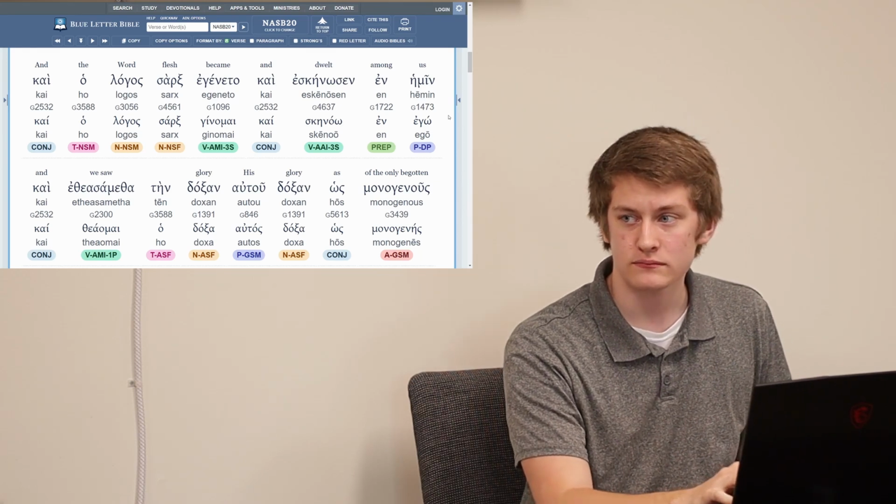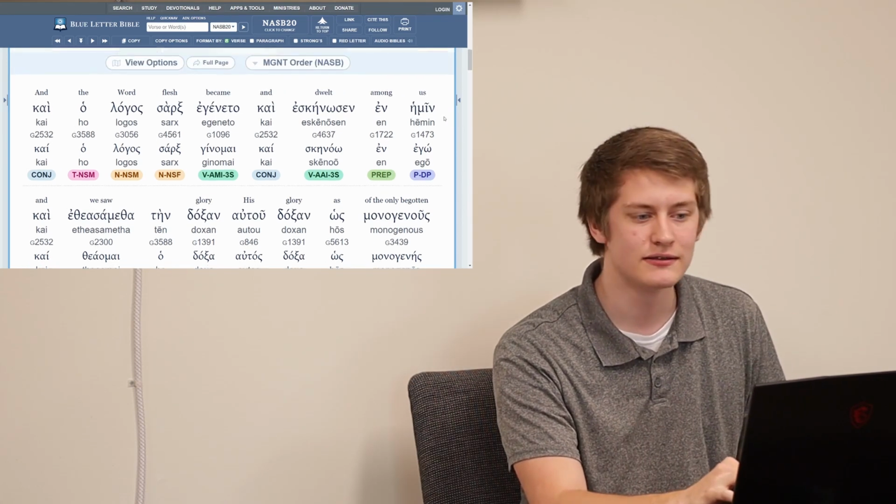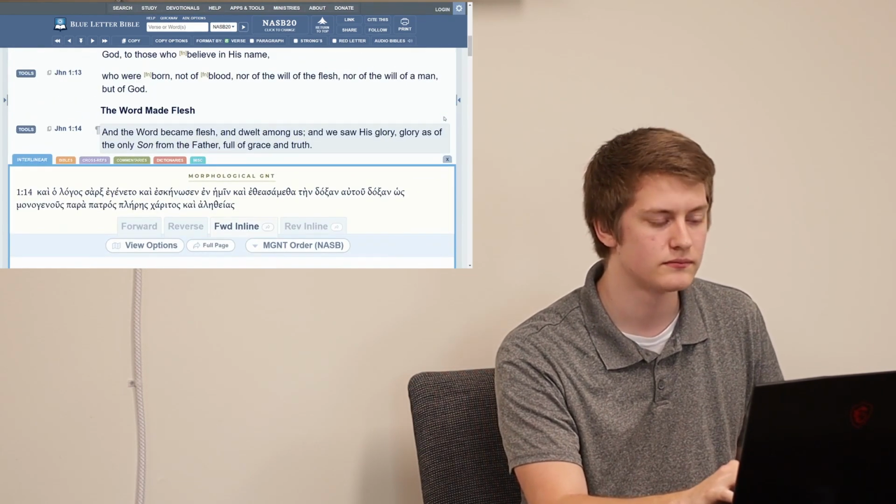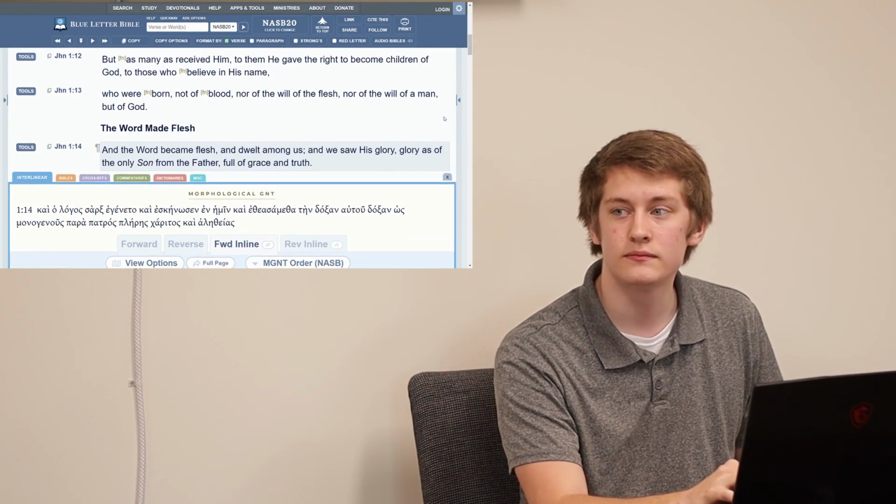And you can tell that because of the context. Exactly. You just read the verse before it, read the verses after it. He's not talking at all about someone living inside of another person.